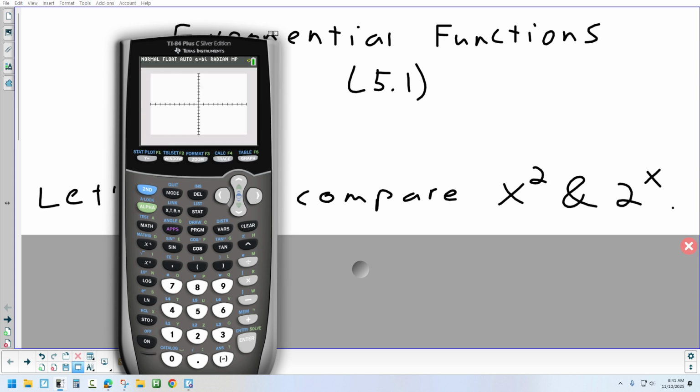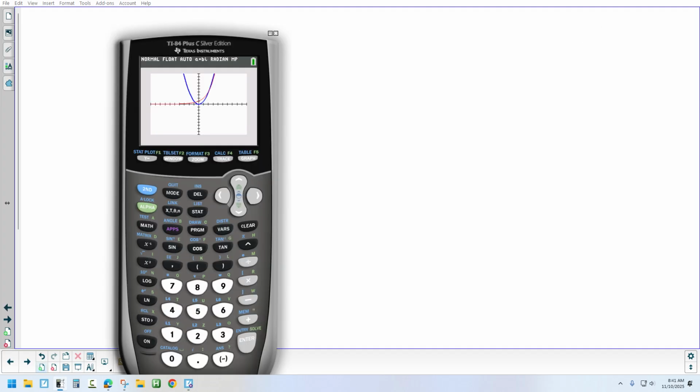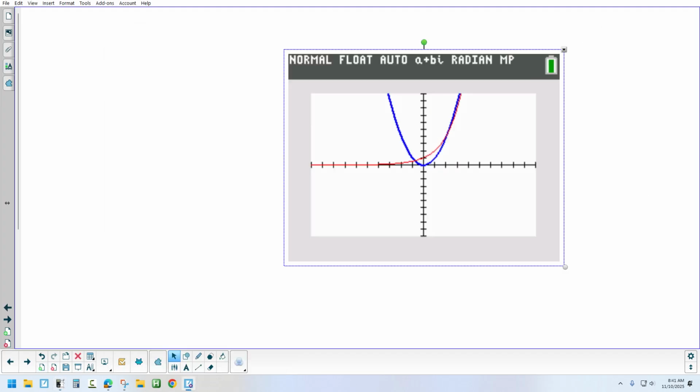Okay, and I'm going to do zoom 6. Now you'll notice x squared does go negative infinity to infinity on the domain. So does 2 to the x. So that part's the same. They each have the same domain. It's a little hard to see in that window. But what do you think is going to happen as we continue to the right? If you compare the red graph and the blue graph as we continue to the right, what do you think is going to start to happen?